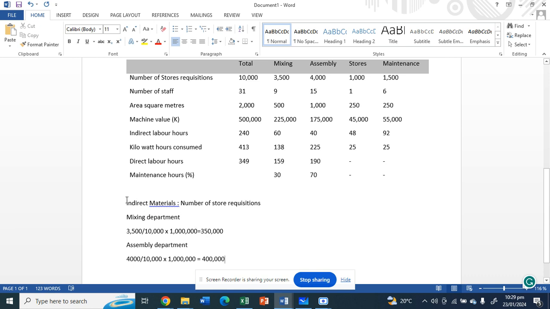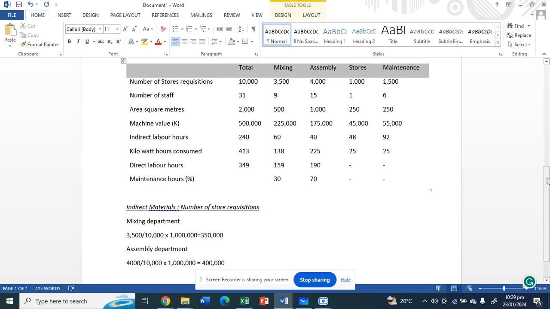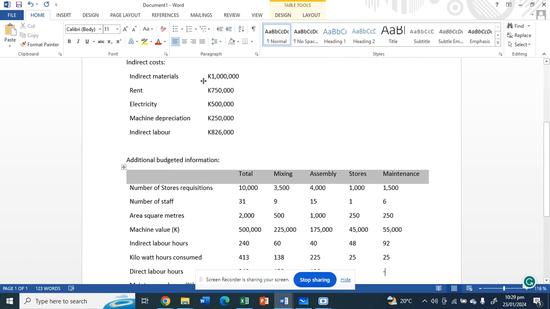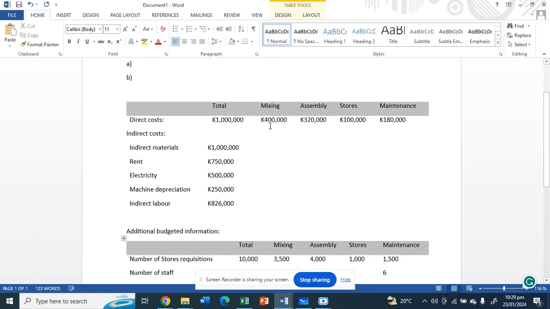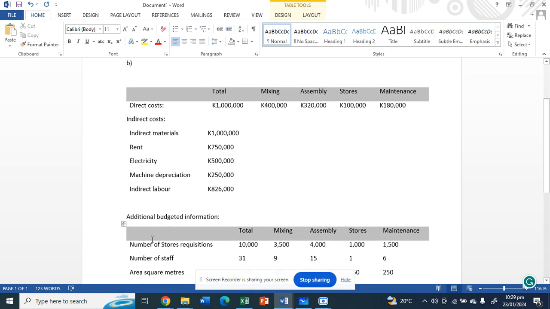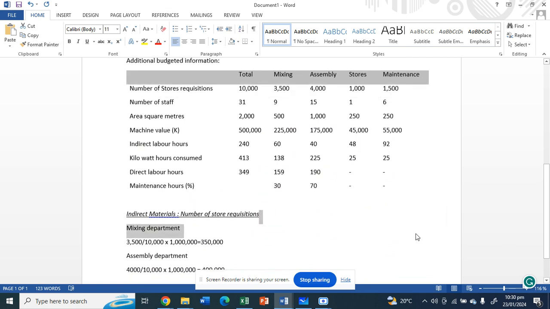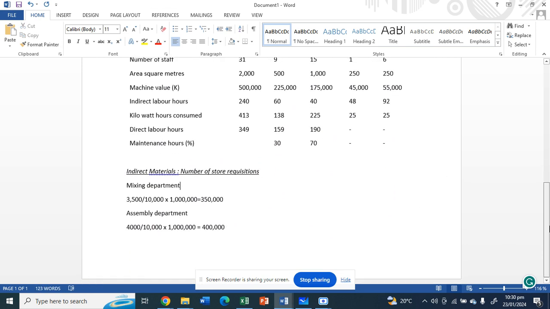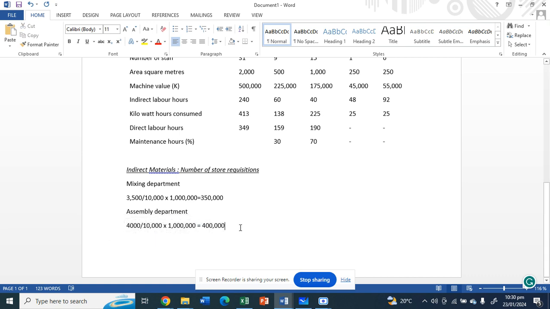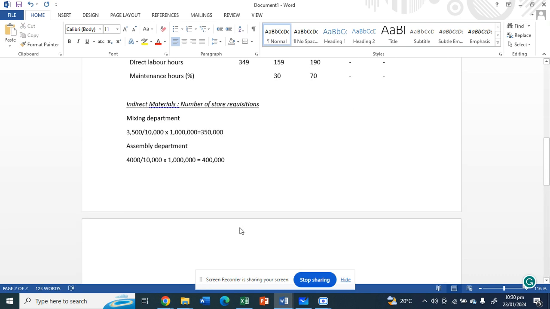Colleagues, any questions before I move further? All that we're doing here is apportioning the overheads. We are sharing this 1 million to these four departments, and the basis we're using for the apportionment is number of store requisitions. Any questions so far?